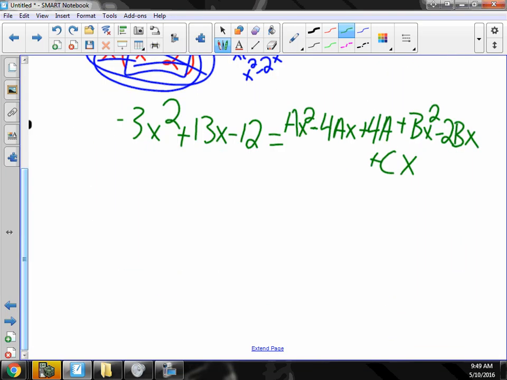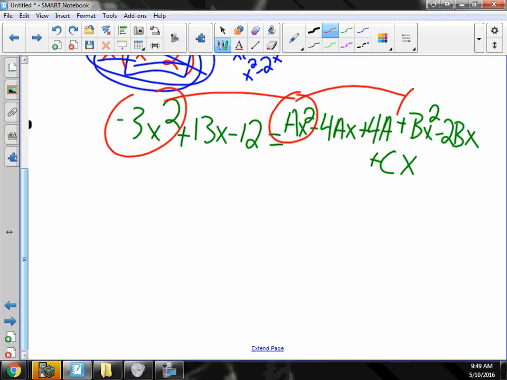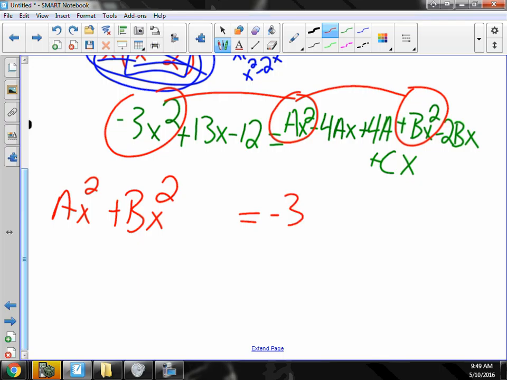So I need to link all of the x squareds together. So I have Ax squared plus Bx squared. What about the C's? There is no Cx squared, which means in my calculator, there's going to be a 0, a placeholder, and that is equal to negative 3x squared.